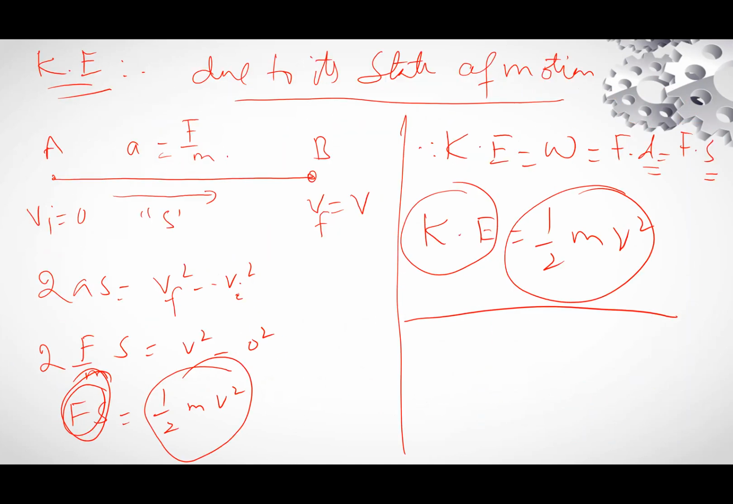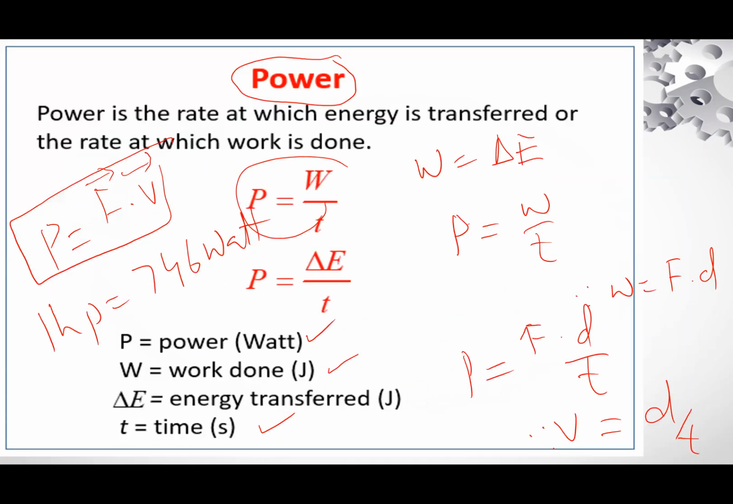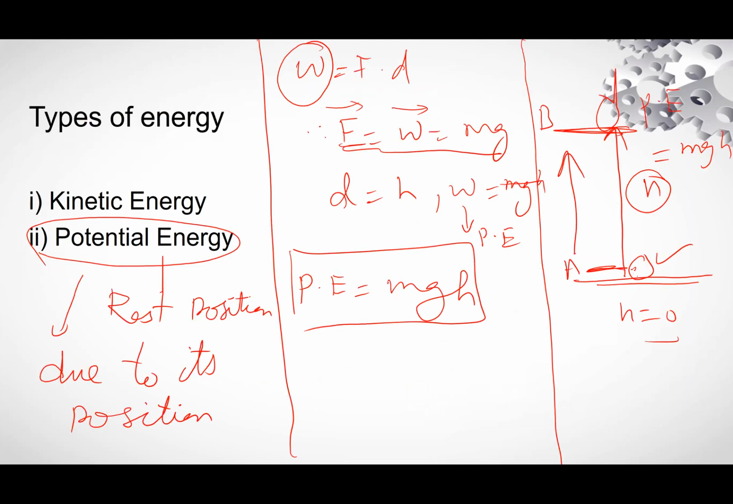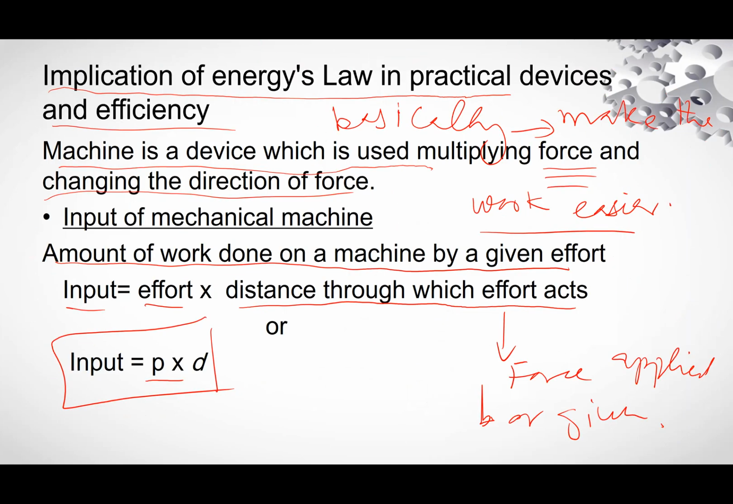First, we explained power, the rate of doing work. Then we explained energy, the ability of a body to do work. Kinetic energy, energy due to the state of motion. Potential energy, the energy due to a certain height. Work done by a machine. A machine is a device which is used to increase the amount of force or change the direction of force.